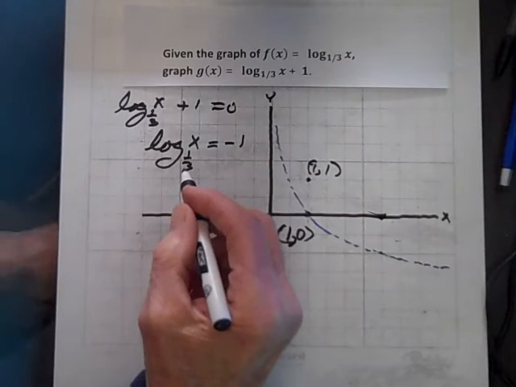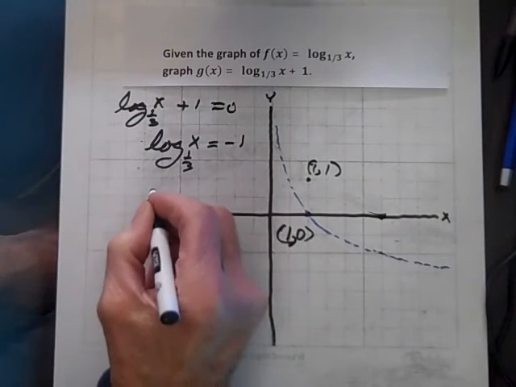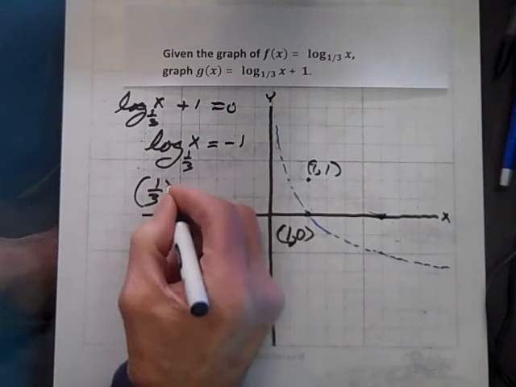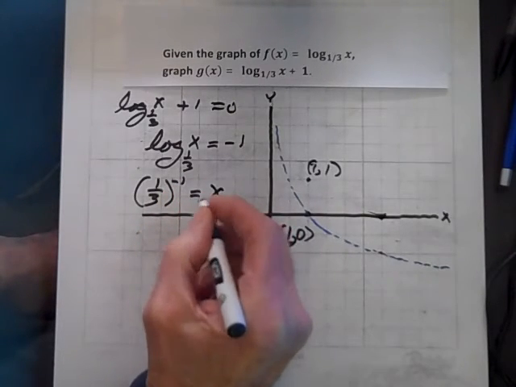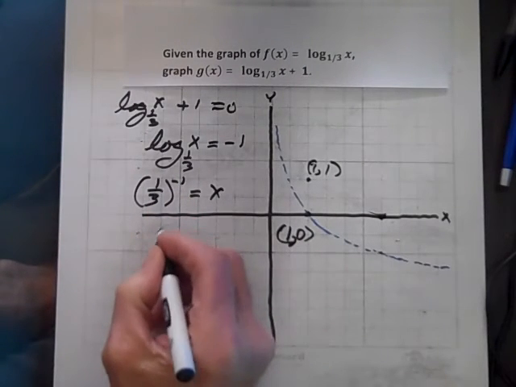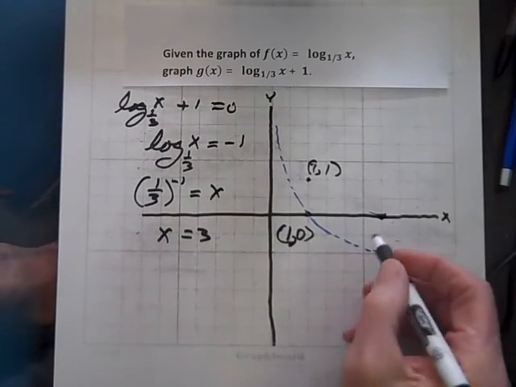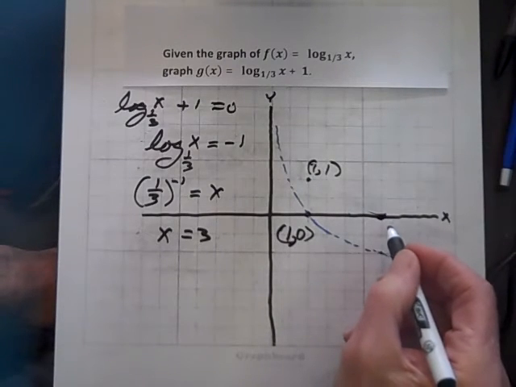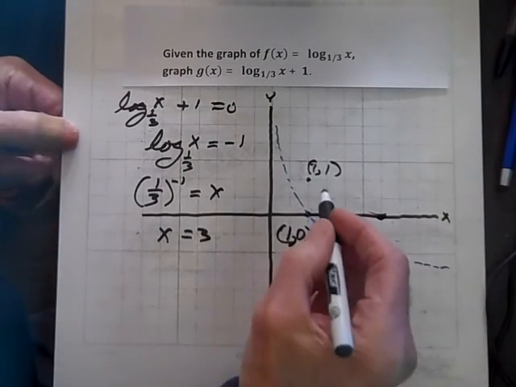Well, let's rewrite this in exponential form so we can find x. So 1/3 to the negative first power equals the result x. Well, 1/3 to the negative 1 is 3. So x equals 3. So when x is 3, g of x will be 0. So now we've got a couple points on the graph.